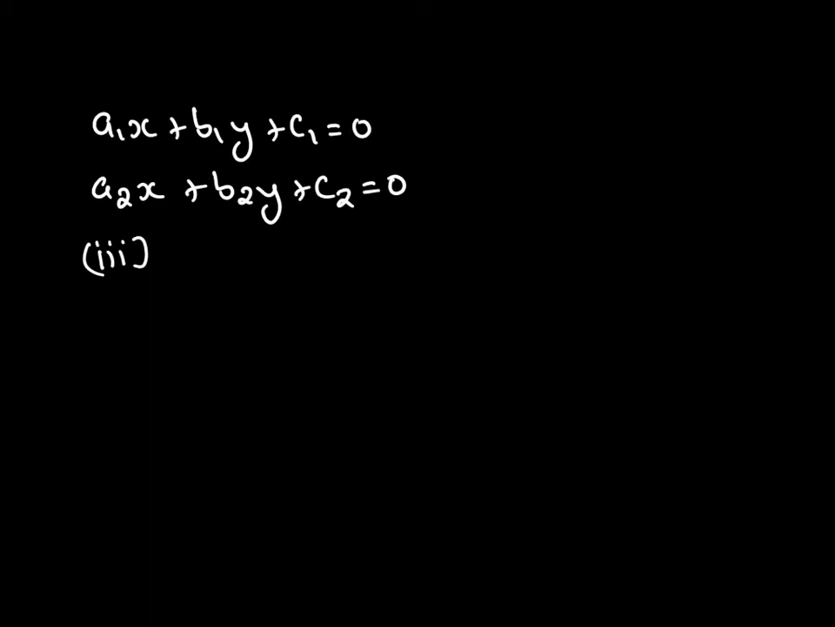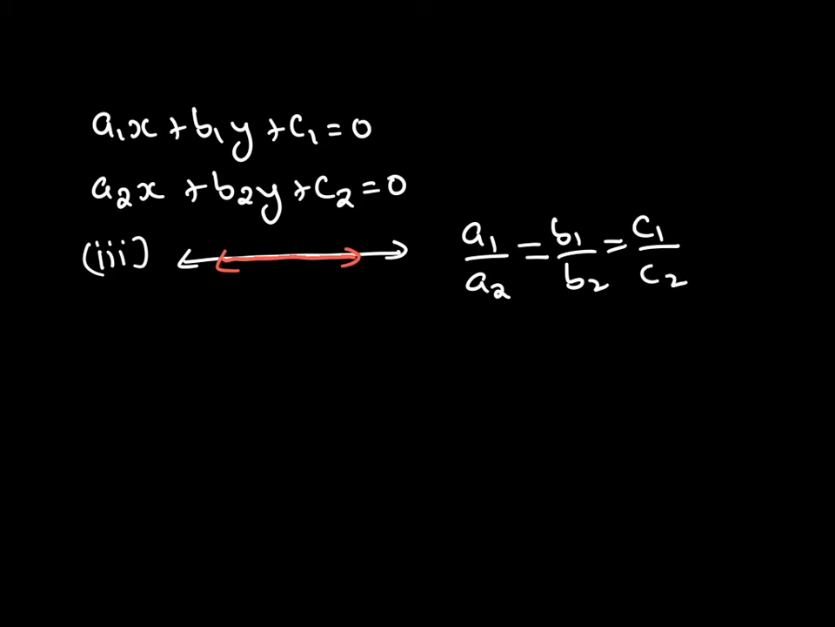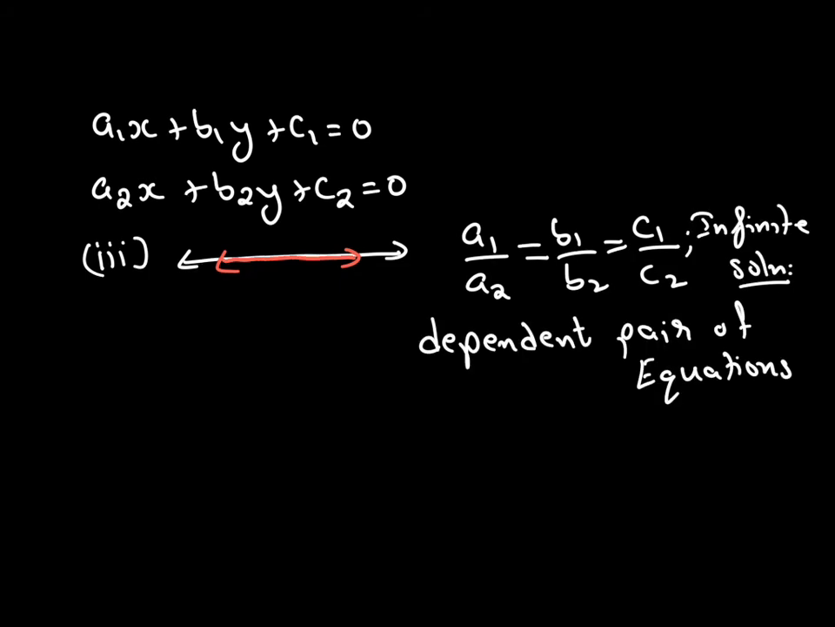And the third case is when both the lines overlap. So when we have the two lines of the equation overlapping, we say it has infinitely many solutions. This is graphically. Algebraically, it will be when a1 over a2 is equal to b1 over b2 is equal to c1 over c2, then the two lines will overlap and it will have infinitely many solutions, and we say that the linear pair is a dependent pair of equations.